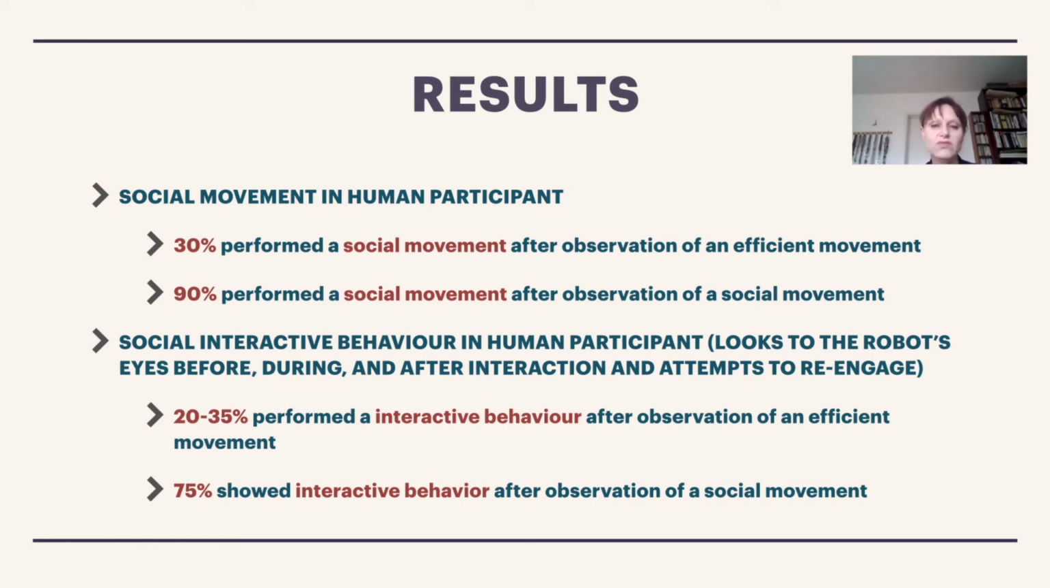And also social interactive behavior in the human participant: in condition A, we saw it in about 25 to 30% of participants, while in condition C, where EPI performed this social movement with the social signaling, the social intention to cooperate, about 75% of the participants looked to the robot's eyes before, during, and after the interaction, and also attempted to re-engage, all behaviors typical for turn taking.